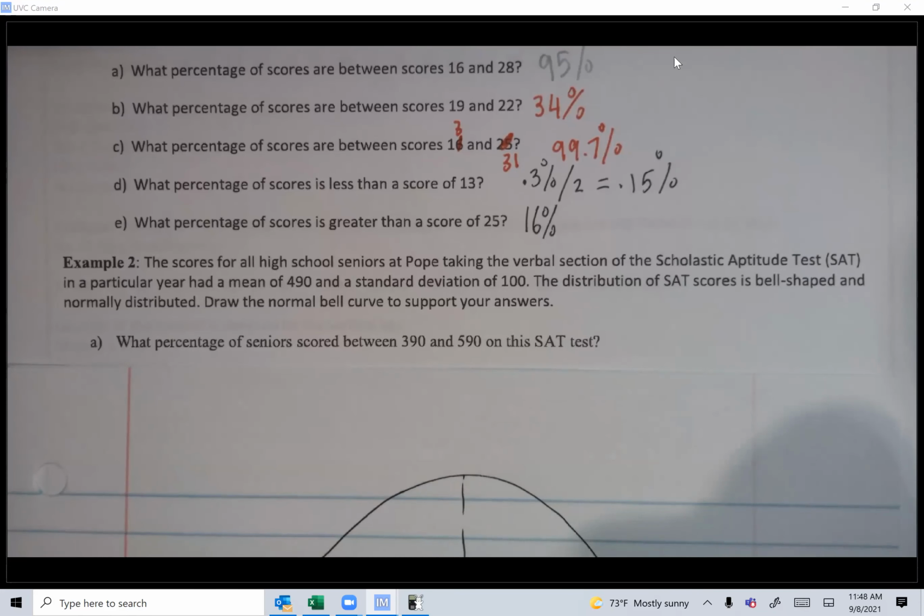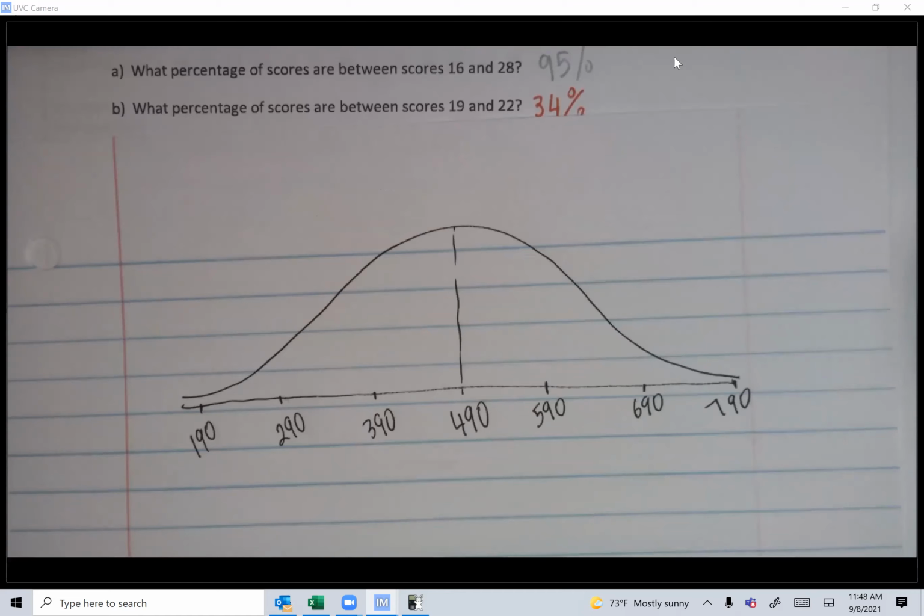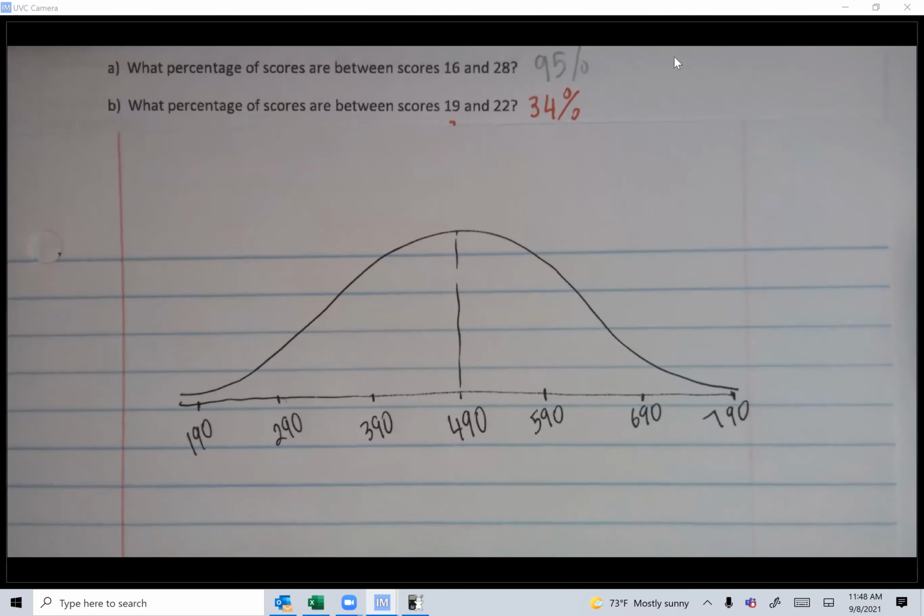The highest score is 800, but it doesn't seem like we'll pick it up with this. 390, 290, 190. And I don't think anyone can score less than 200 on the SAT. So that's the SAT.